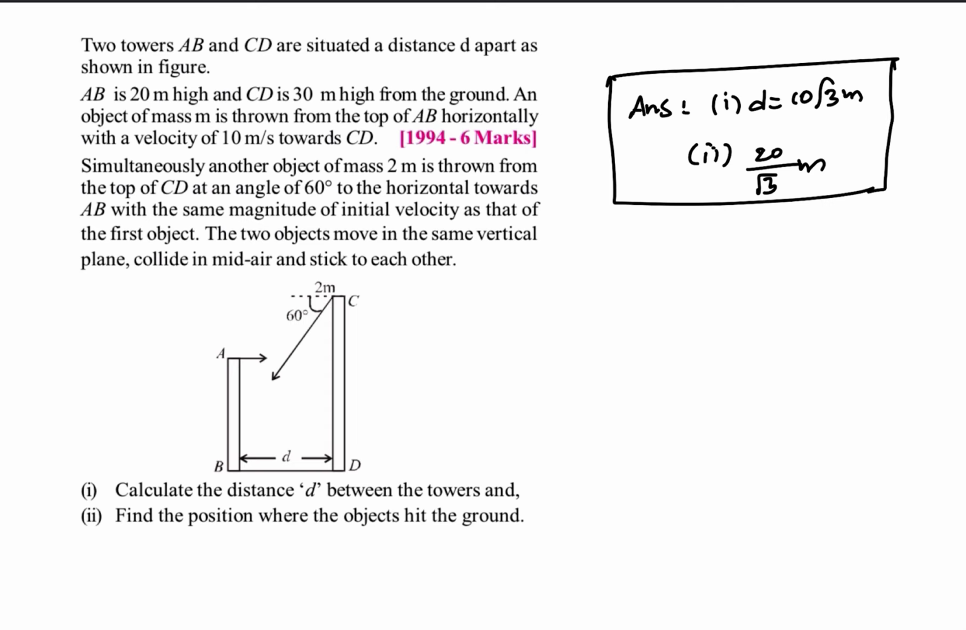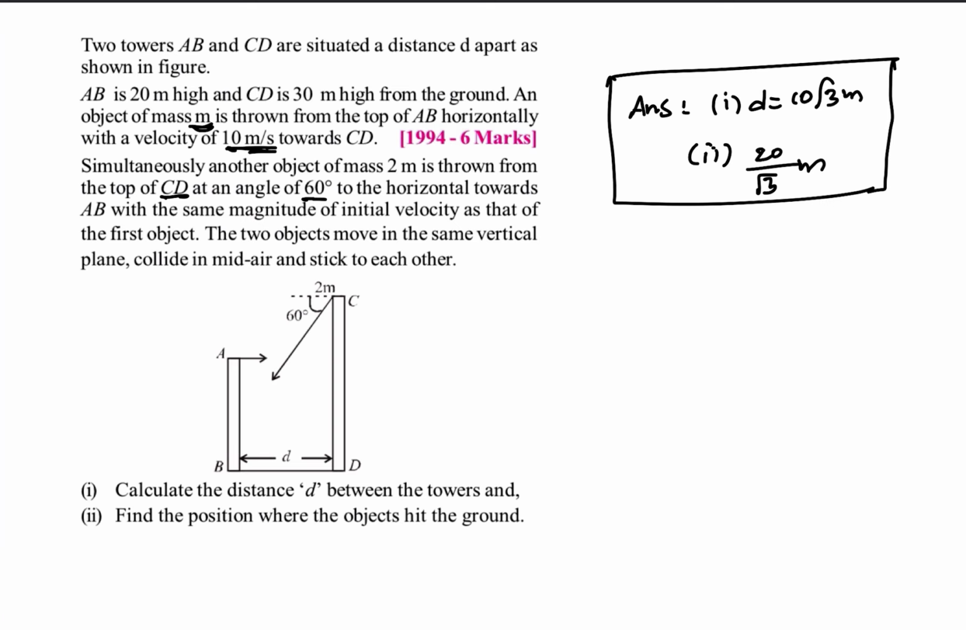AB is 20 meters high and CD is 30 meters high from the ground. An object of mass m is thrown from the top of AB horizontally with a velocity of 10 meters per second towards the CD. Simultaneously, another object of mass 2m is thrown from CD at an angle of 60 degrees to the horizontal towards the AB, with the same magnitude.